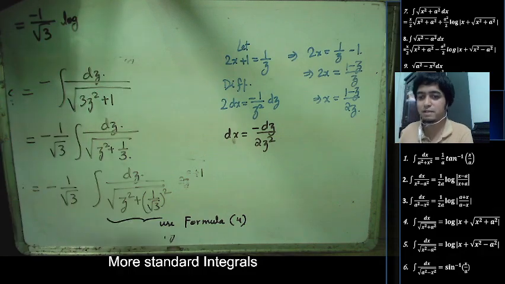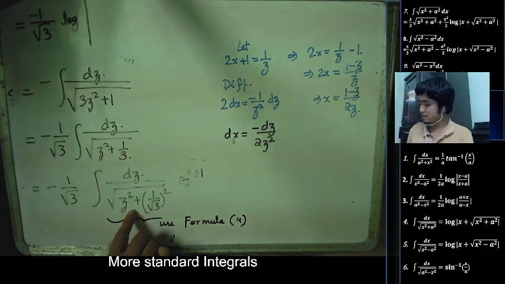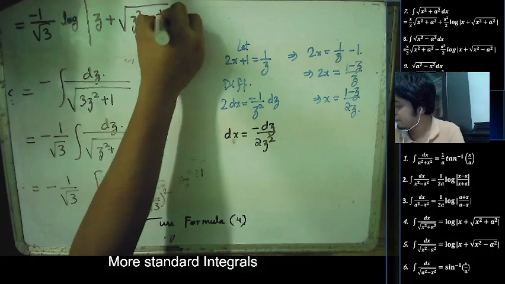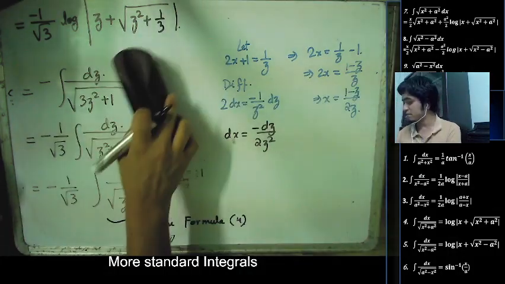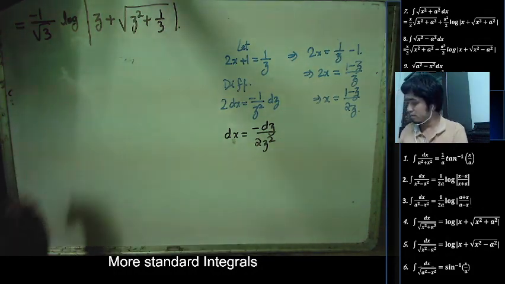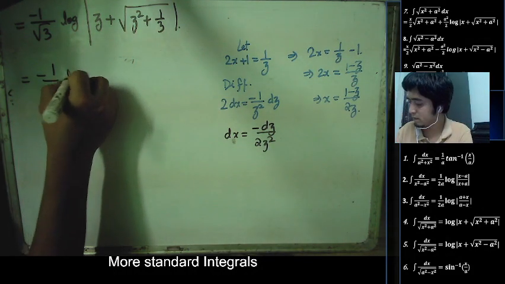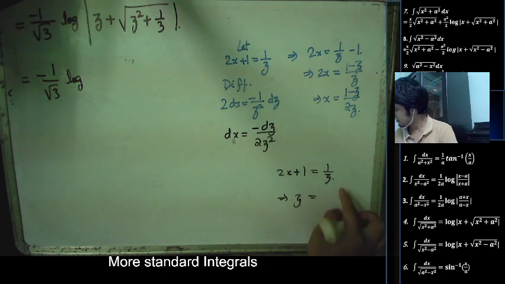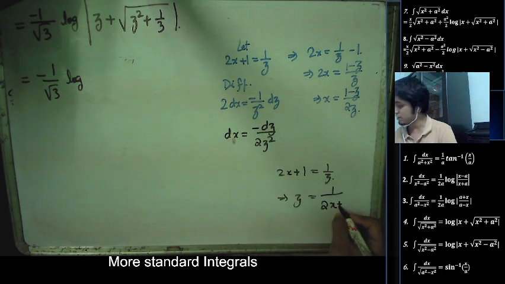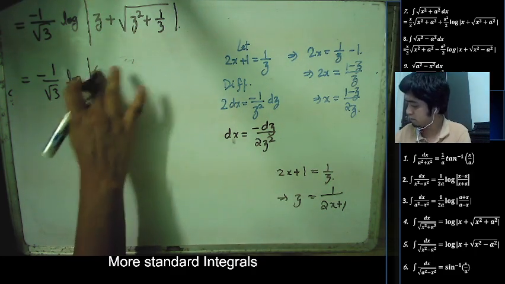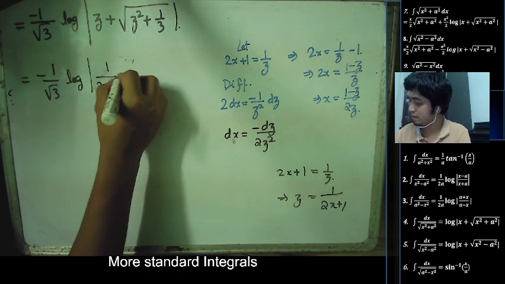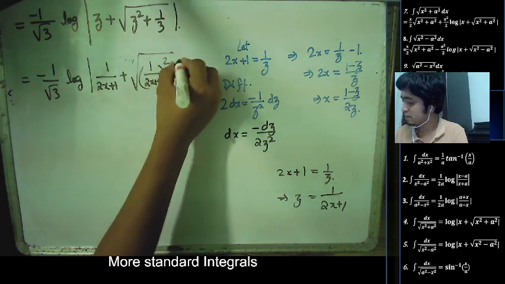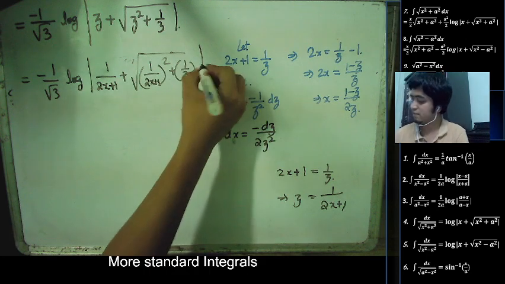Okay, if we see formula number 4, it is log. Now we will be needing x, but over here instead of x it is z plus root over z square plus a square. Okay, so this is what we are having. Now we just need to substitute z. Okay, 2x plus 1 is equal to 1 by z. So z will be 1 by 2x plus 1. So 1 upon 2x plus 1 plus root over z square, which is 1 by 2x plus 1 whole thing square plus 1 by 3. Okay, so this is the final answer plus C.